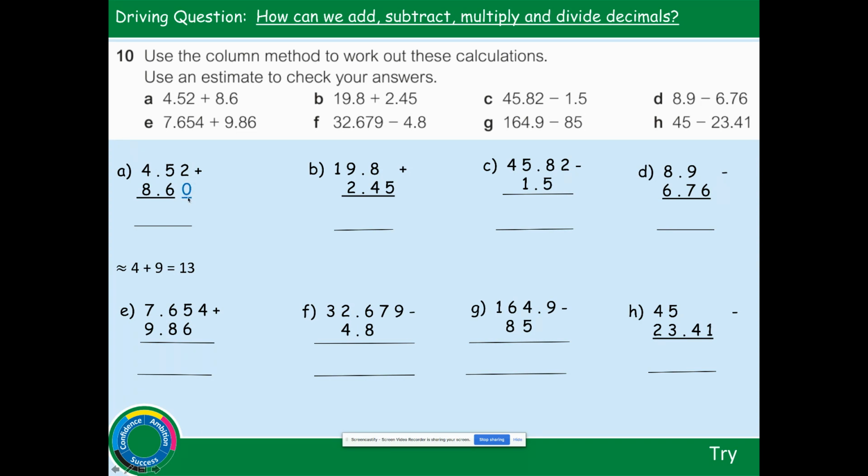So 2 add 0 is 2. 5 add 6 is 11. Carry 1 to the next column. 8 and 4 is 12. Add the 1 is 13. So my answer is 13.12. This is roughly 4 add 9, which is 13. And there's our answer. Right, have a go at the next 6, 7 questions. Press pause on the video and then press play when you're ready.